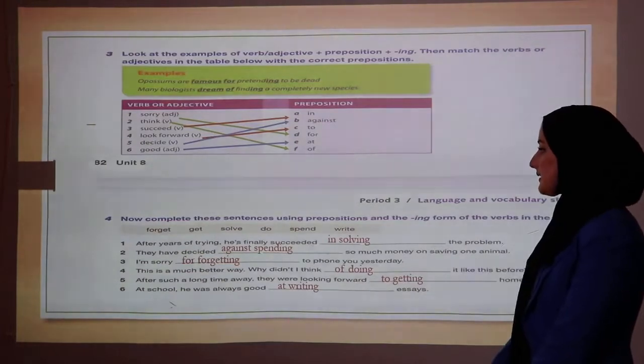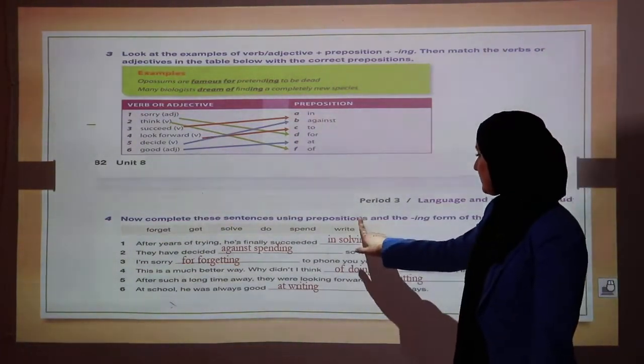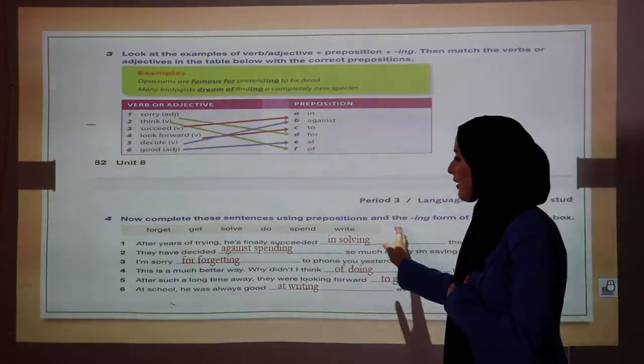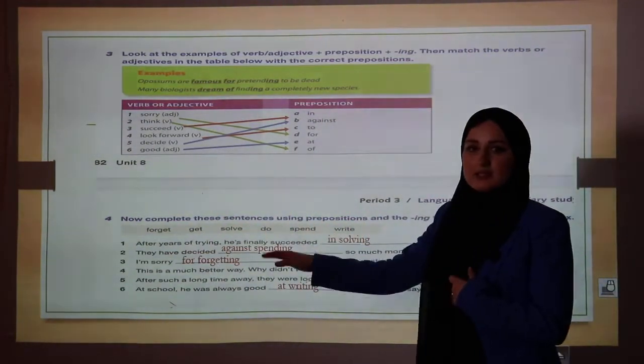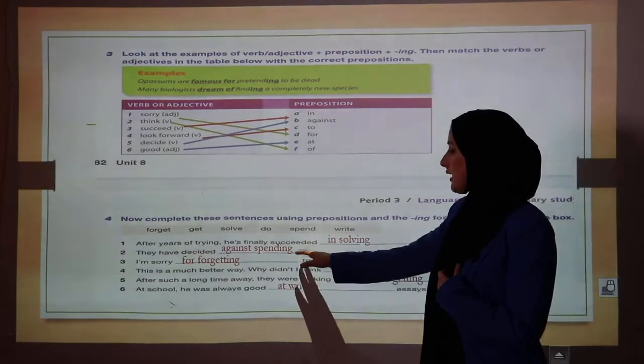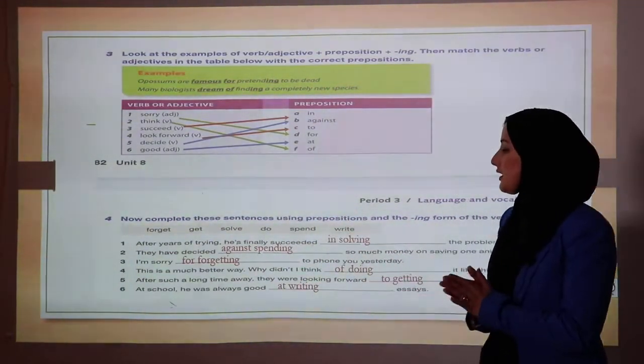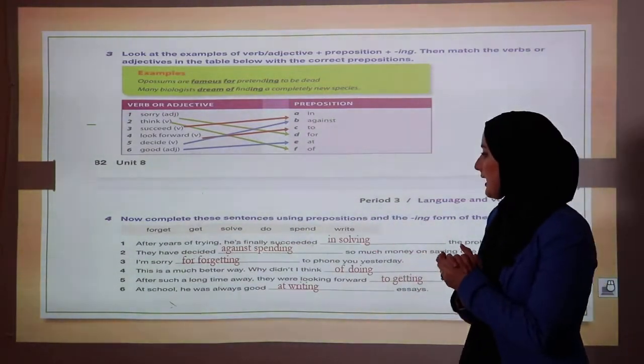Activity 4. Complete these sentences using prepositions and the ing form of the verb in the books. So you have a group of verbs and you have sentences. First, you have to decide on the preposition and just put the verb in the ing form. Let's see number 1 and 2.